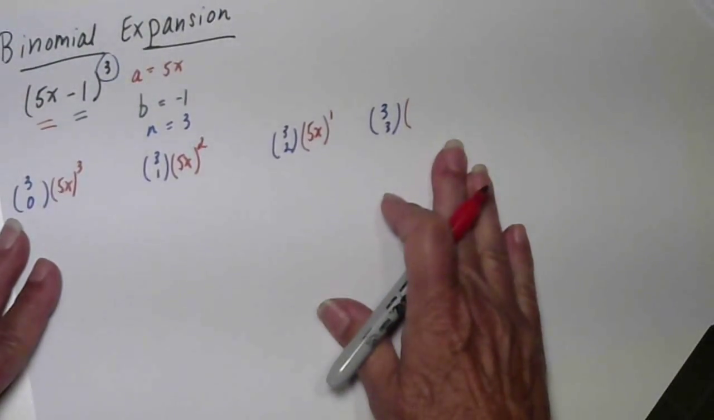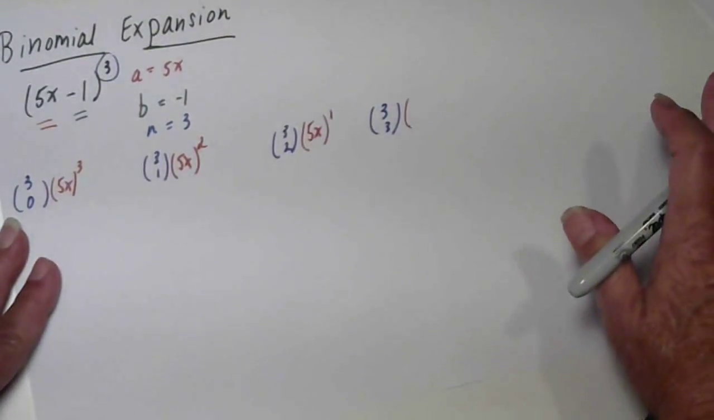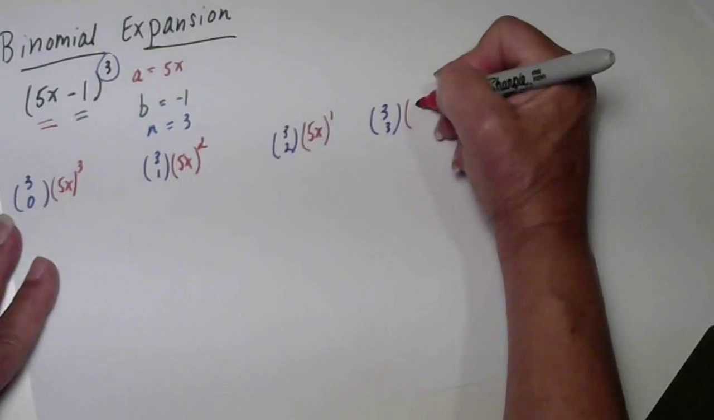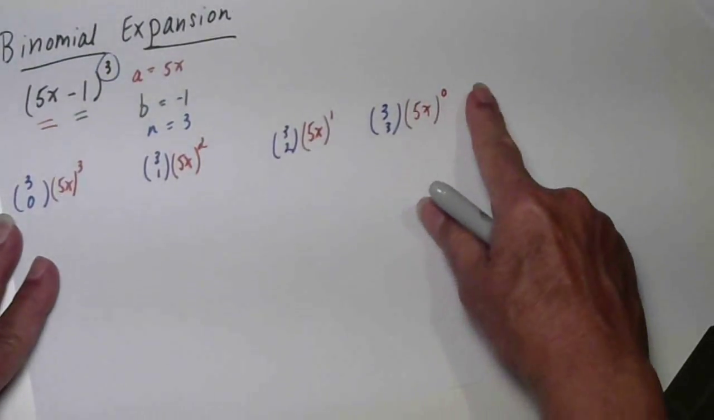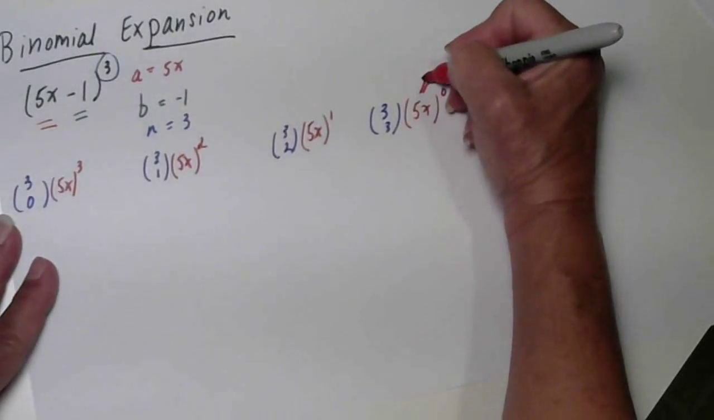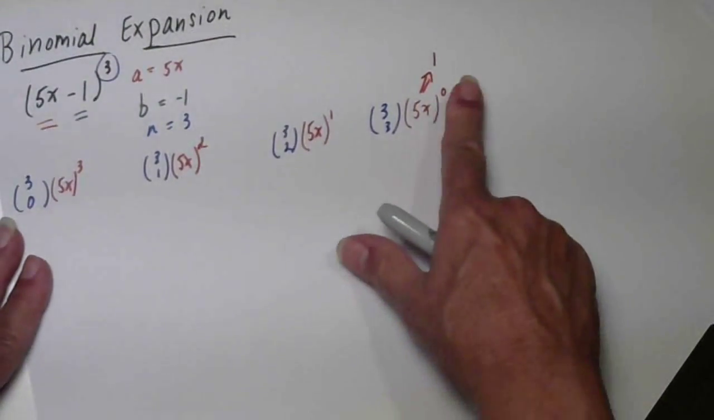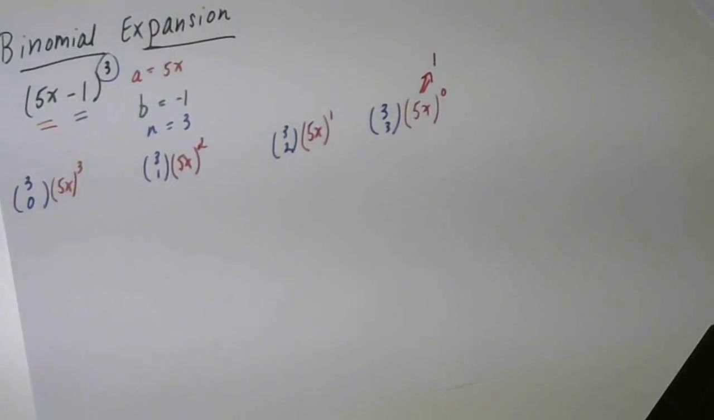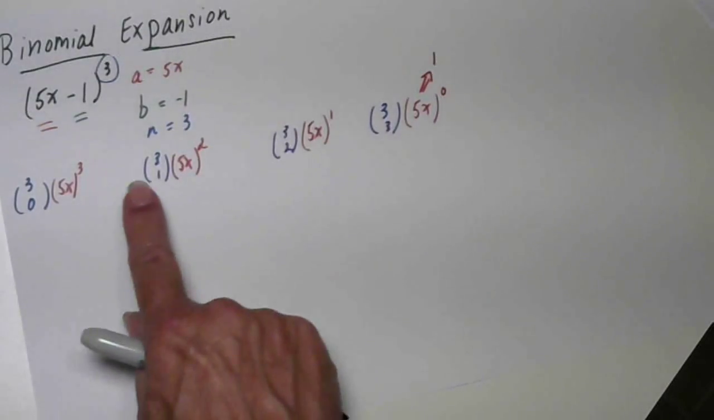In this last term, we will never see that A component. It will always have disappeared, but we can show it by 5x to the 0, because anything to the 0 power is just 1. So it's not there, but we can show it by the exponent of 0. So we have our coefficients, we have our A's.